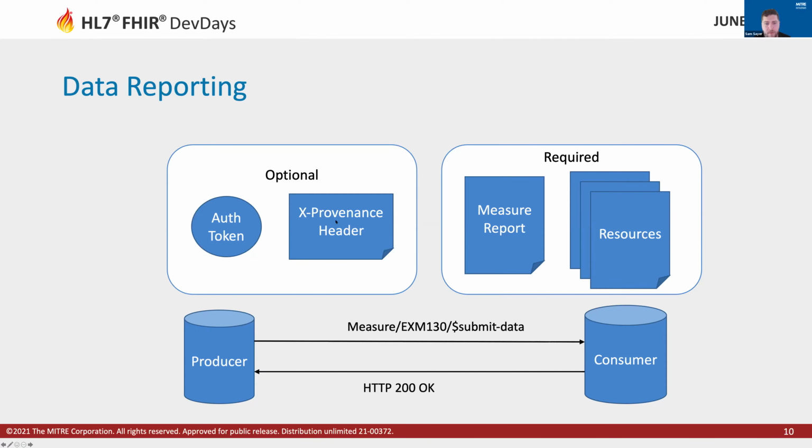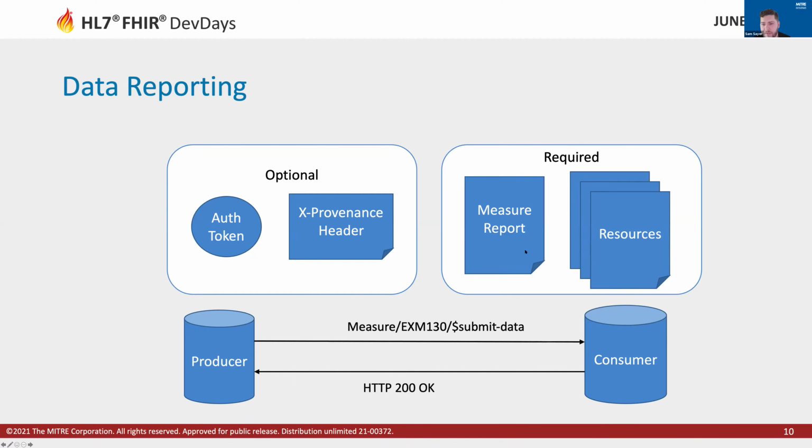which you can report. We have seen folks using the X-Provenance helper that was used in a pilot with CMS a while ago, basically to report information about who is actually sending the data over. And then naturally, of course, you need some sort of auth token to make sure that you are who you say you are, and the person who's reporting the data.